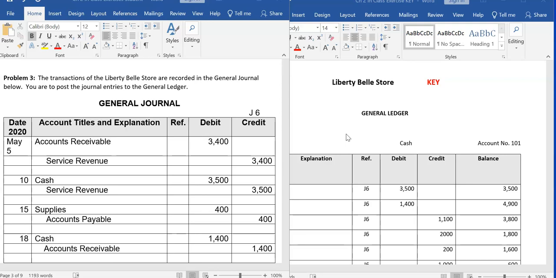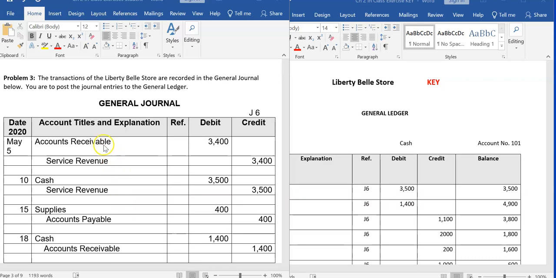The next step in the accounting process is to take those journal entries from the general journal and post each debit and credit to the general ledger. The general ledger is, think of it as the filing cabinet where the accounts are maintained, the account records, okay? So what we have here in this last problem is that next step in the accounting process. Here are transactions for the Liberty Bell store. These transactions were already prepared into journal entries in the general journal.